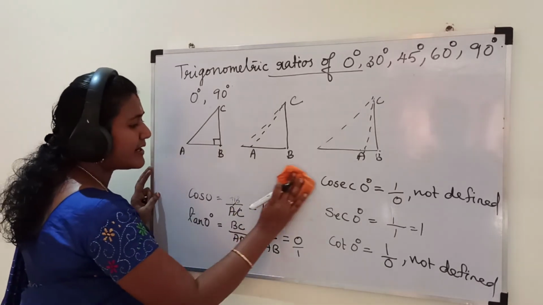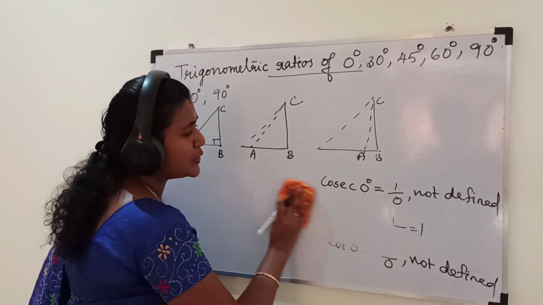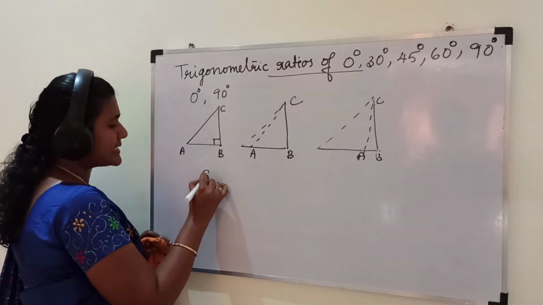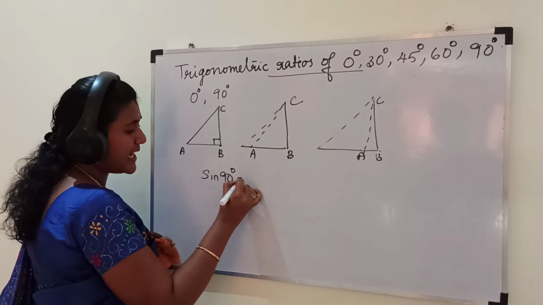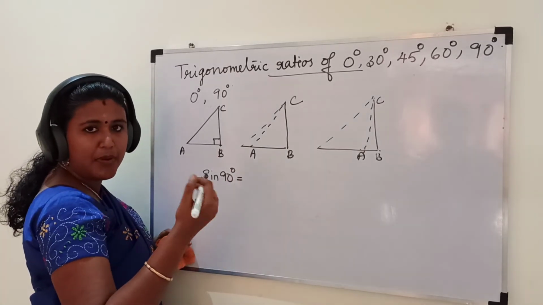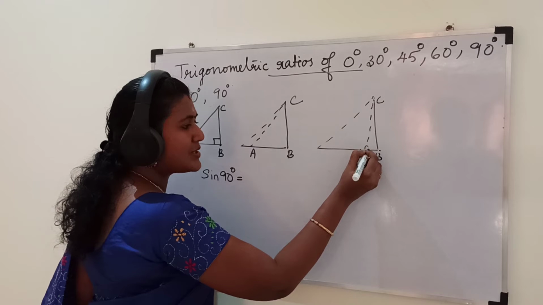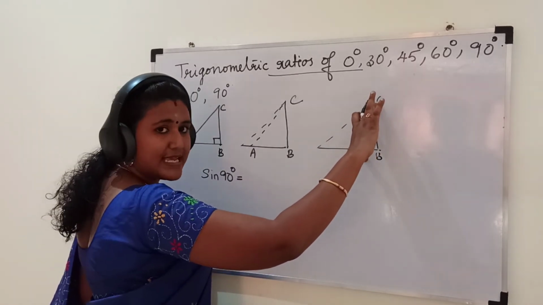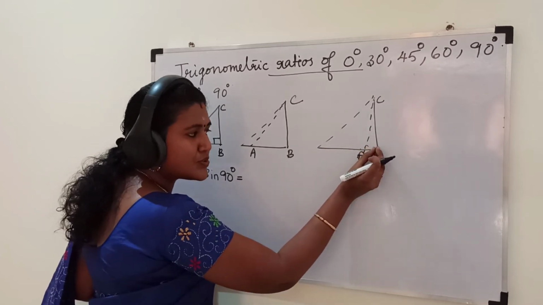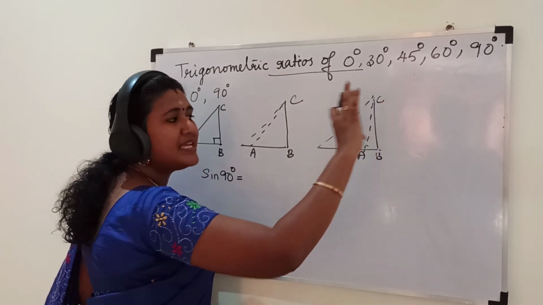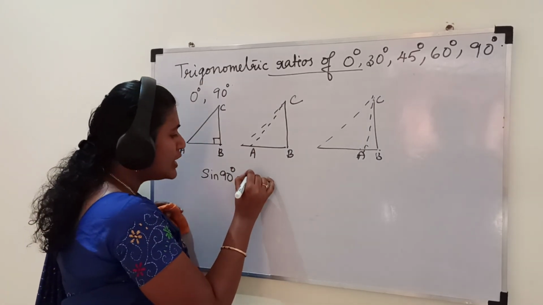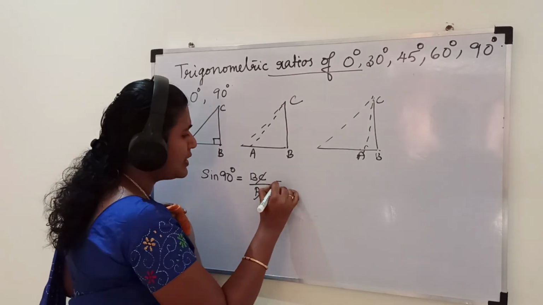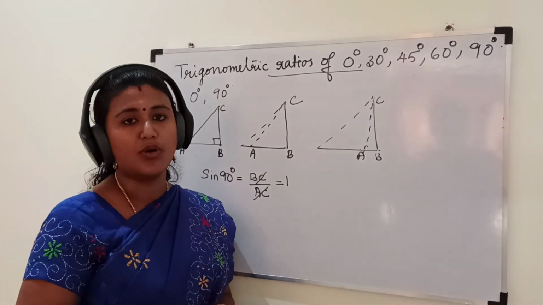Now we will define the trigonometric ratios with respect to A, which is almost equal to 90 degree. Sine 90 degree means opposite side by hypotenuse. With respect to this angle, the side BC is the opposite side and the hypotenuse is AC. When A becomes close to 90 degree, AC and BC are almost the same. So BC by AC gives sine 90 degree equal to 1.